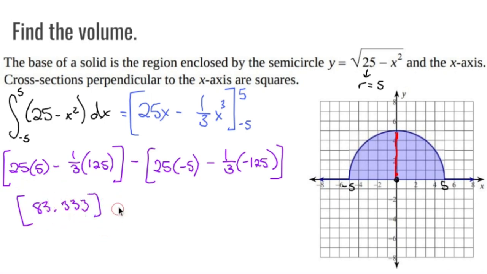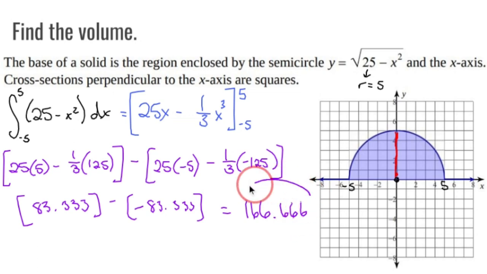So this is going to be 83.333 minus -83.333. And what is 83.333 times 2? It's 166.666. I don't like that, but that's the answer that we have. So the volume, according to this information, which is found by basically taking the area of a square, making life easy for us, is 166.6 repeating. All right, there you have it.